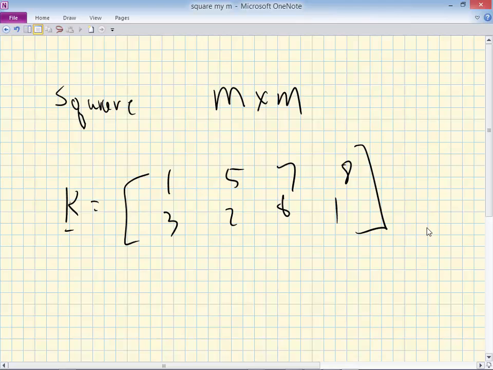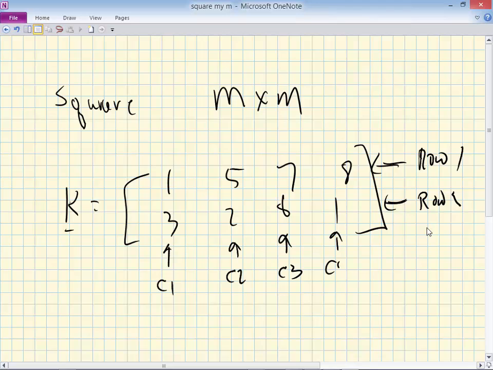It's got 2 rows, row 1 and row 2, and it's got 4 columns: C1, C2, C3, C4. Now, as we look at our matrix, we typically give things coefficients, because when we write C code, you would typically declare a matrix as a two-dimensional array.